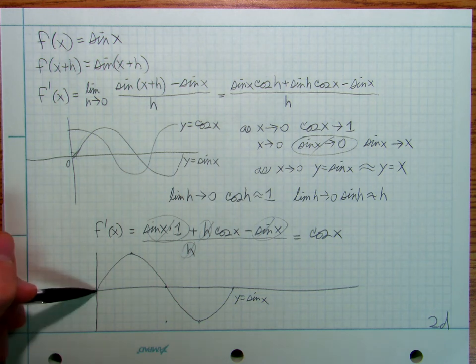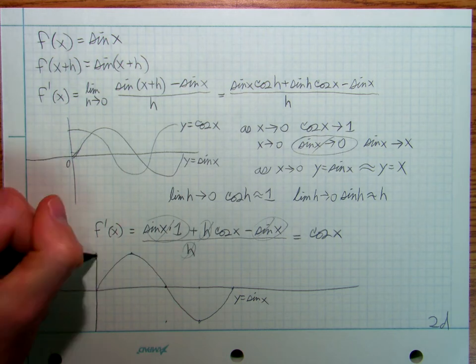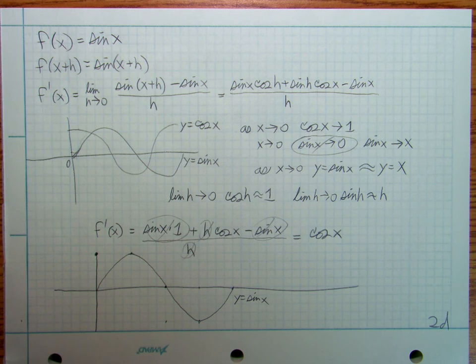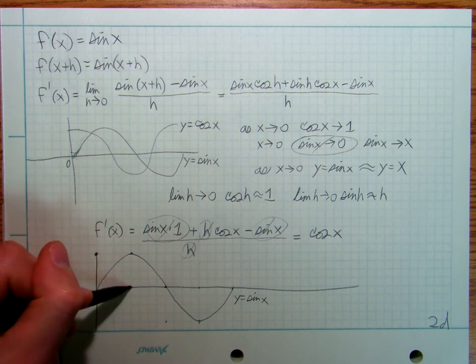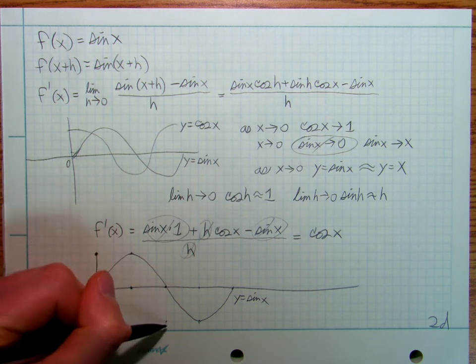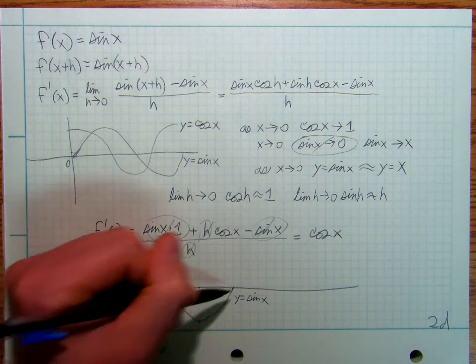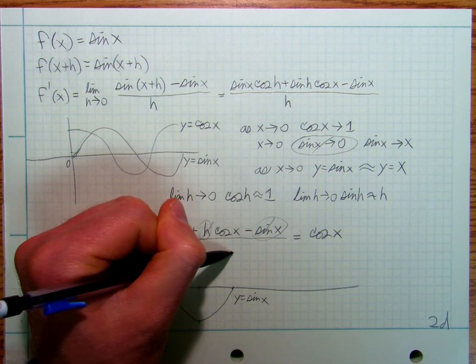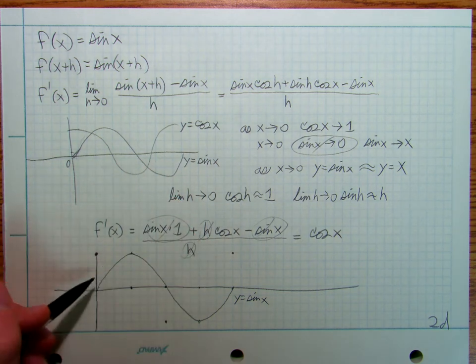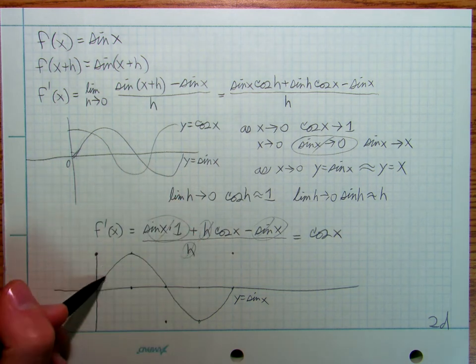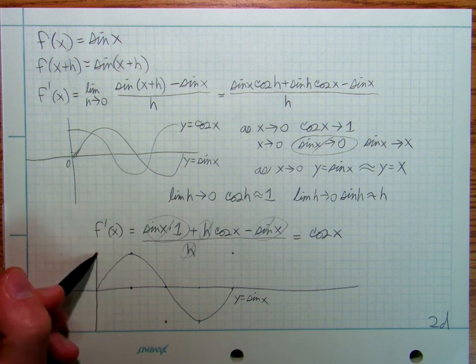Well, what's the slope of this line at this point? The slope of this line at this point is approximately equal to 1. So if I'm going to graph the slope, I'm going to say that the slope of that point is 1. The slope of that line right there is 0. The slope of that line right there is -1. The slope of that line right there is 0. The slope of that line right there is 1. And so here the slope is staying at 1, and then it decreases pretty rapidly.